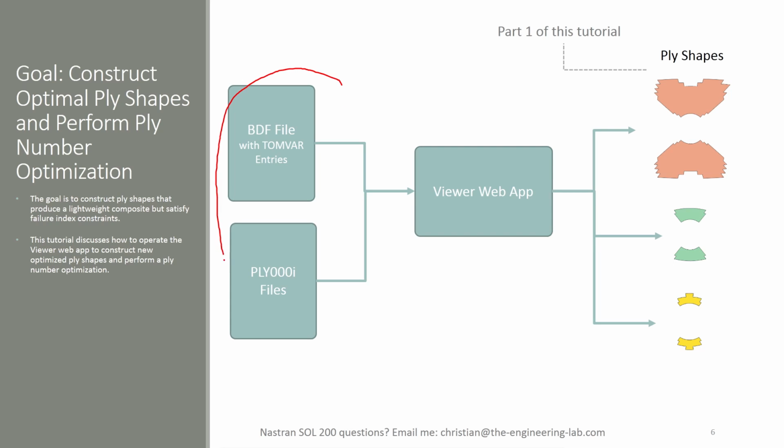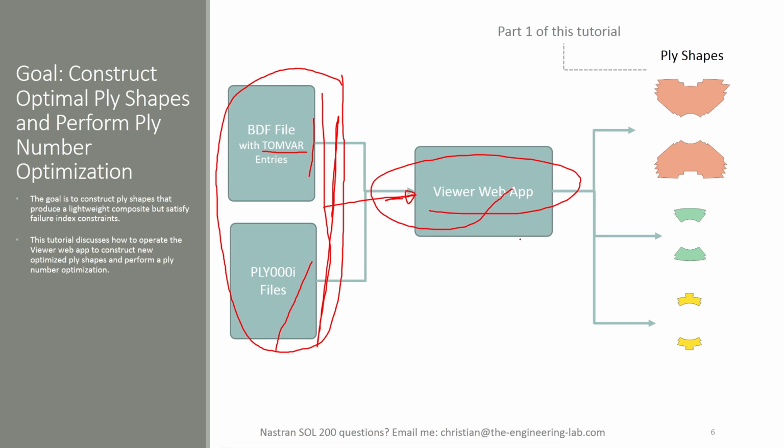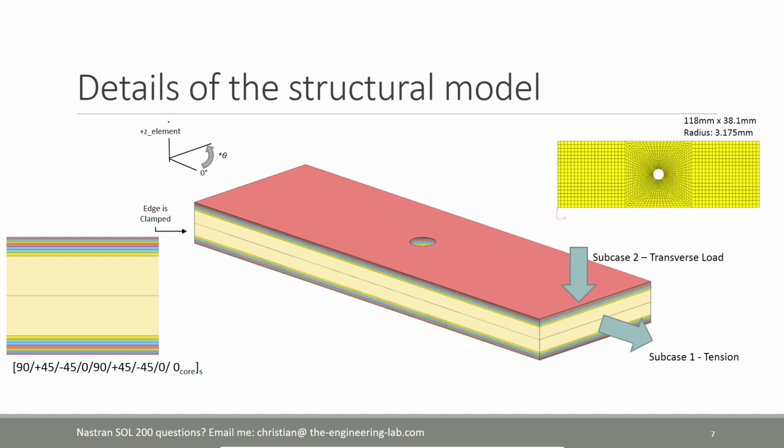And here, just as a reminder, the previous workshop was to prepare the data to construct the ply shapes. Here we ended up creating a set of bulk data files with TOMVAR entries, and we created these ply files. We're going to take this data and input it to the viewer web app. It's in this viewer web app where we are going to be able to create these different ply shapes. Now, the analysis model is still the same analysis model we've been working with so far.